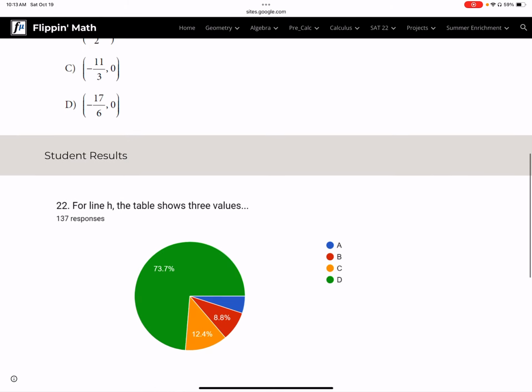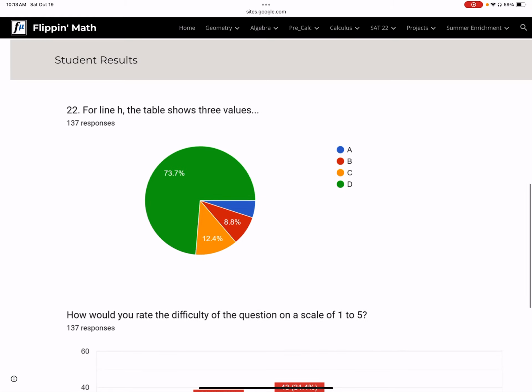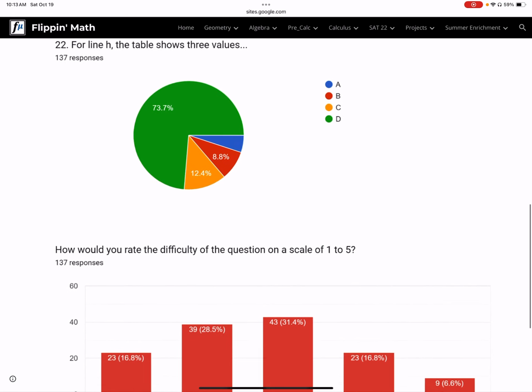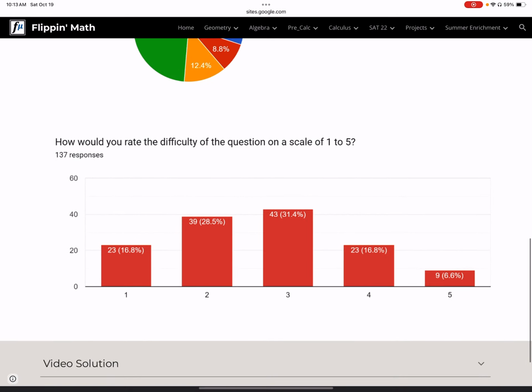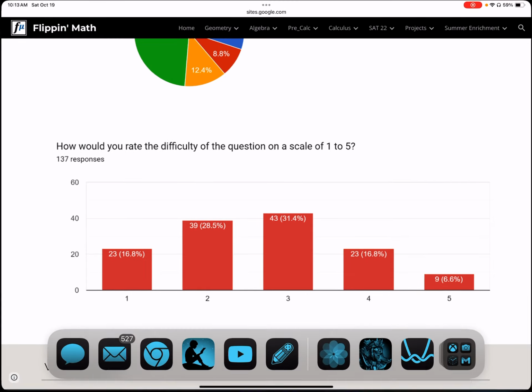Here's how we did. You can see it's pretty close to being 3/4 of us chose green, answer choice D. Answer choice D did turn out to be the correct answer. Our second place winner was answer choice C up here. As far as difficulty goes, it looks like it was somewhere around medium, maybe slightly skewed towards the easy side. So let's take a look at the actual solution.